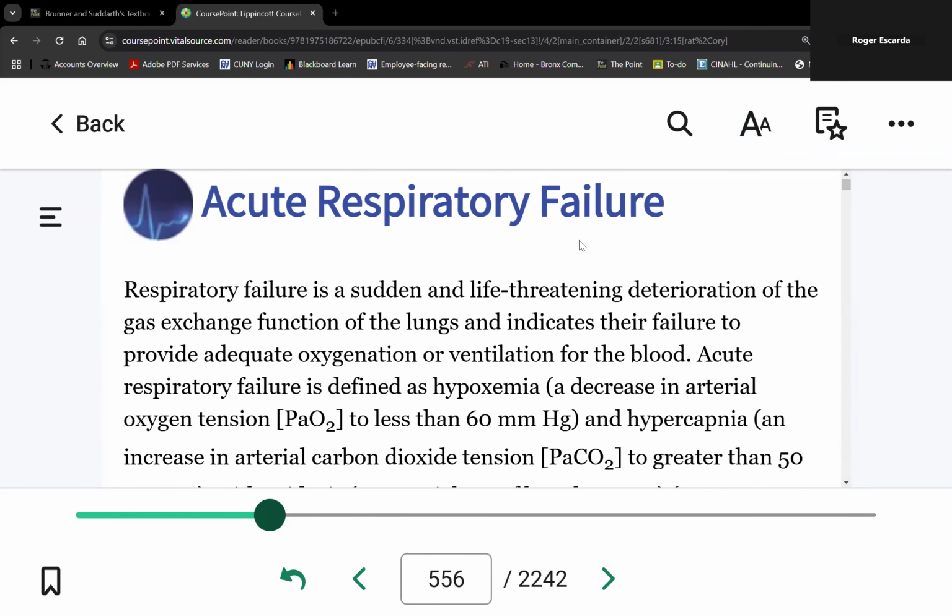ARF, or acute respiratory failure. This is a state. This is a condition. This is never a primary diagnosis. So when you see acute respiratory failure as a diagnosis, it's missing something. Secondary to what? Okay, what's causing the respiratory failure?